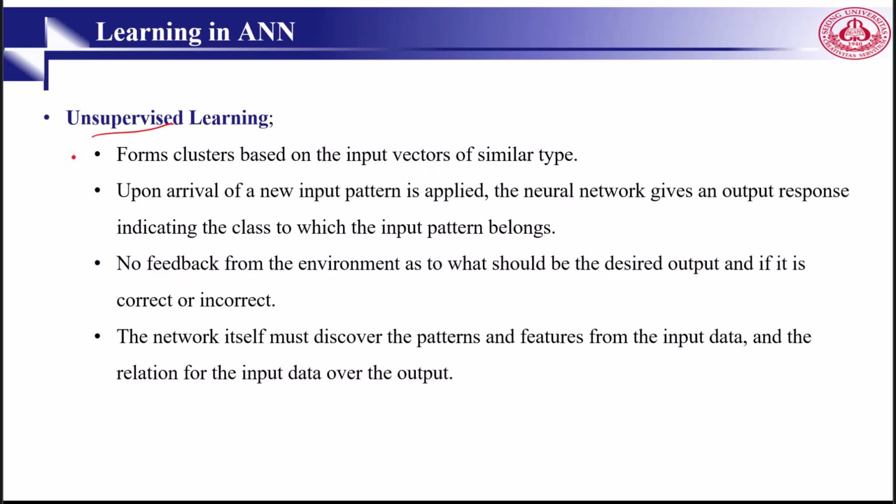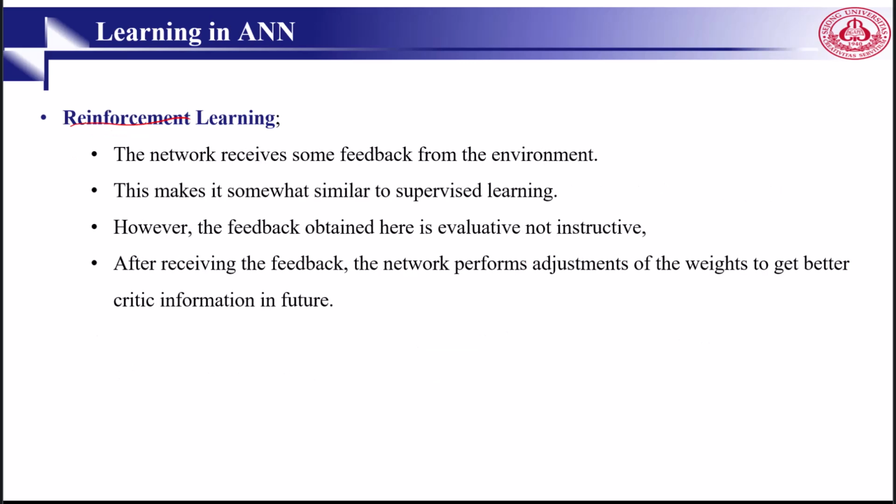Then the next one is unsupervised learning. Here, we try to form clusters of patterns according to their similarity. When a new input pattern is applied, the network assigns it to a cluster that the input pattern is similar to. In this type, we don't have any feedback from the environment. The network must discover the patterns. And then we have reinforcement learning. There is some feedback from the environment. The feedback is evaluative, which means there is no teacher as in supervised learning. After receiving the feedback, the network adjusts the weights to better predict information in future.